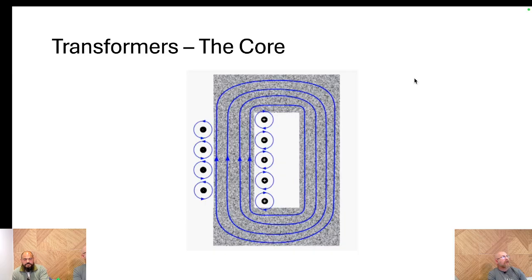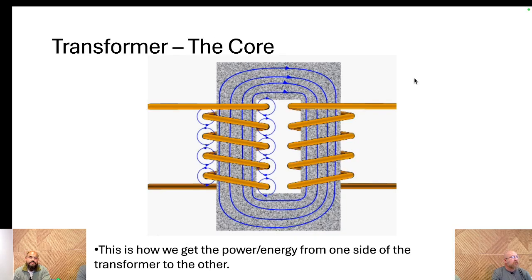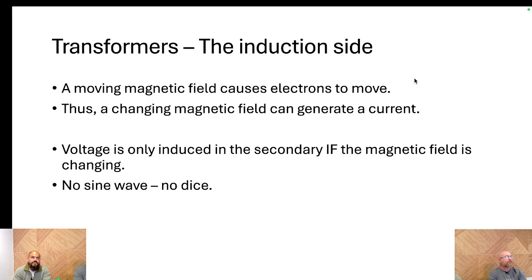So there we go. This is how we get power from one side of the transformer to the other. If we look at this, we've got a magnetic field that's going through the other side of it. Now, let's hit the next slide. This is the key here. A moving magnetic field causes electrons to move. A stationary one does not, because it's an attractive and repellent force with those electrons.